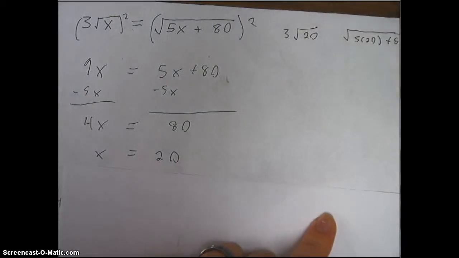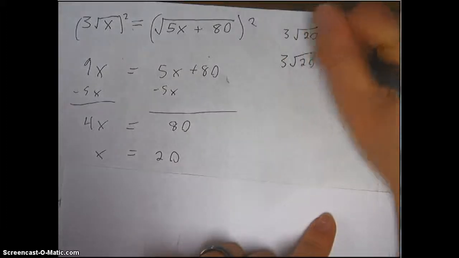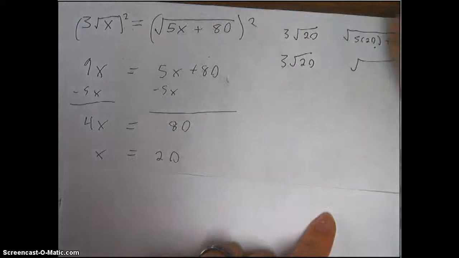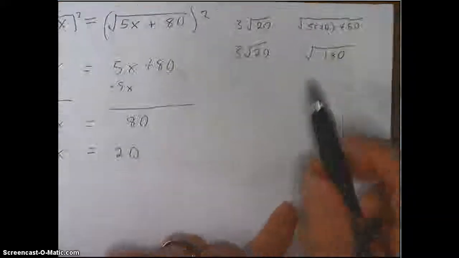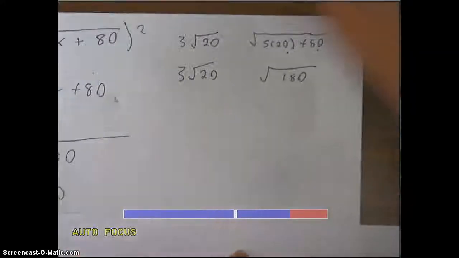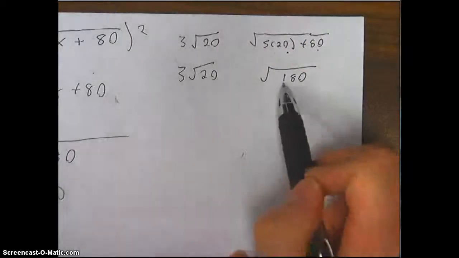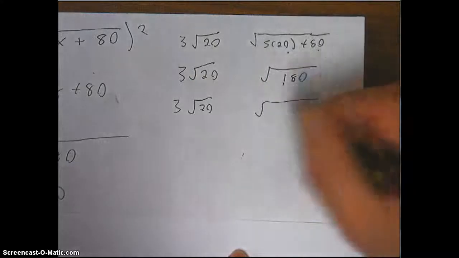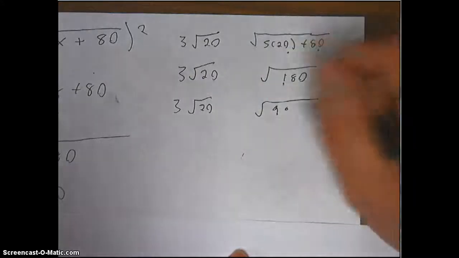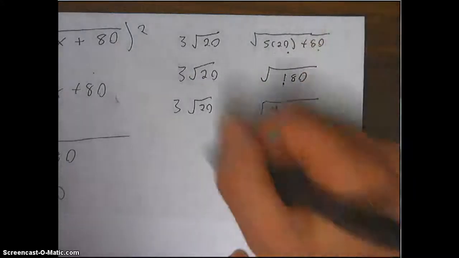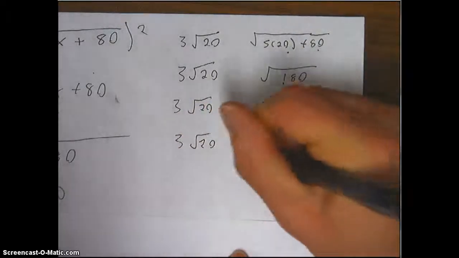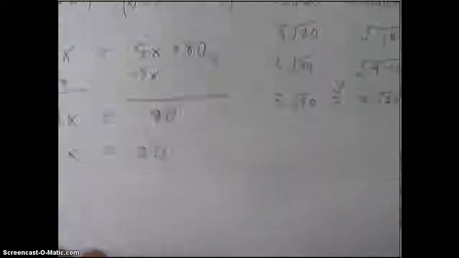plus 80? All right, so 3 root 20. 5 times 20 is 100 plus 80 is the square root of 180. So are these two things equal? The 3 root 20 and the root 180, well, we could simplify this, but I'm just going to simplify this one. I happen to know that I can take a 9 out of that. That's just 9 times 20. Now the square root of 9 is 3, so yeah, these two things are equal. The solution checks out. That's the solution.